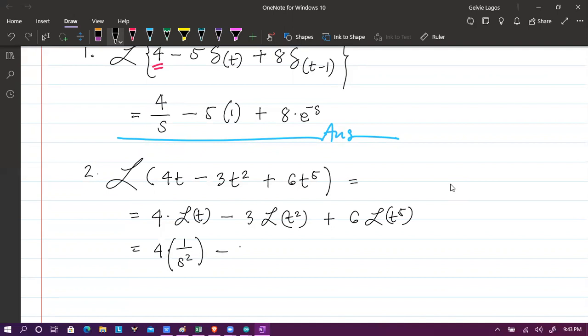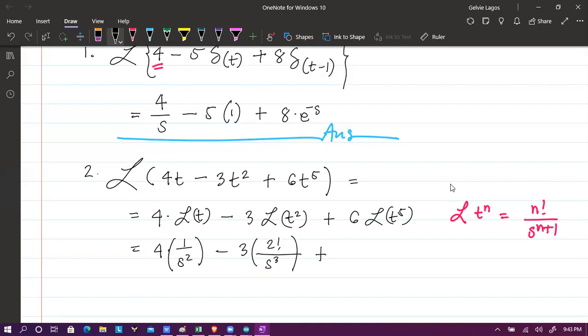So the next term will be 3 times the Laplace transform of t squared. Take note, recall this one: the Laplace transform of t raised to n is equal to n factorial all over s raised to n plus 1. Okay, so if n is equal to 2, this will become multiplied by 2 factorial all over s raised to 2 plus 1. So that becomes s cubed.